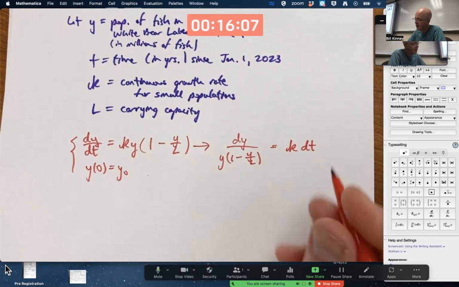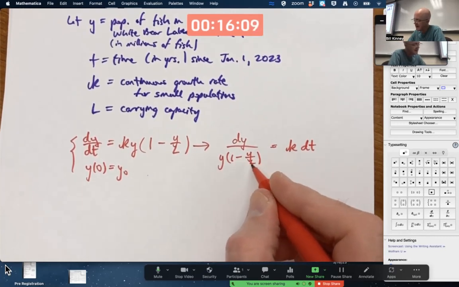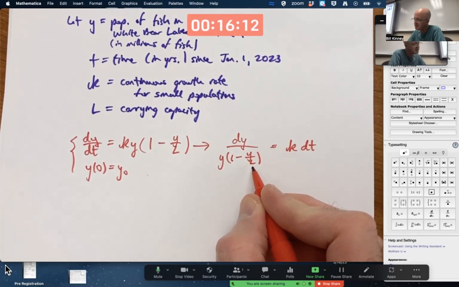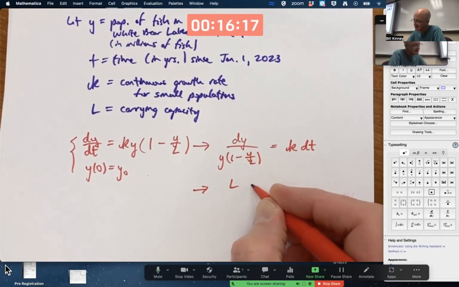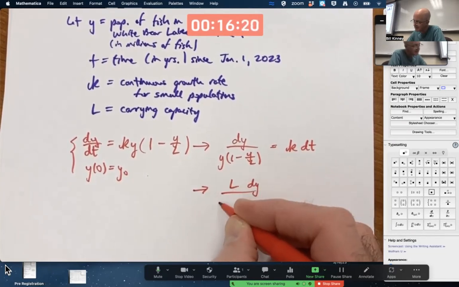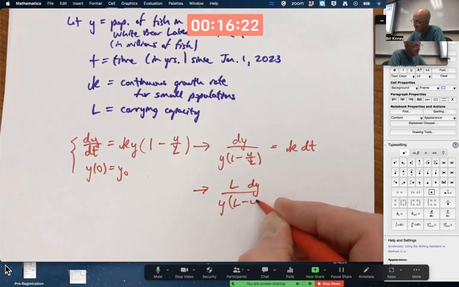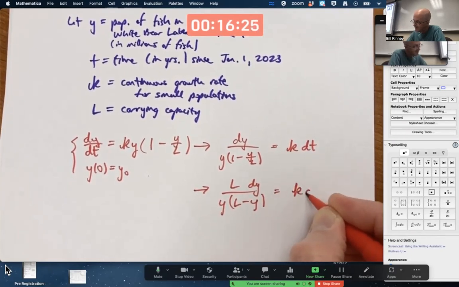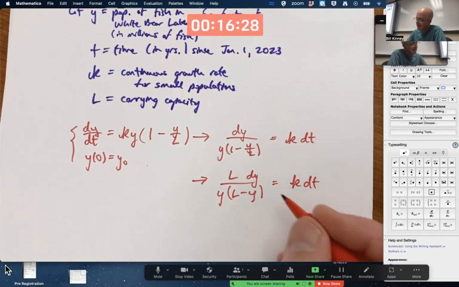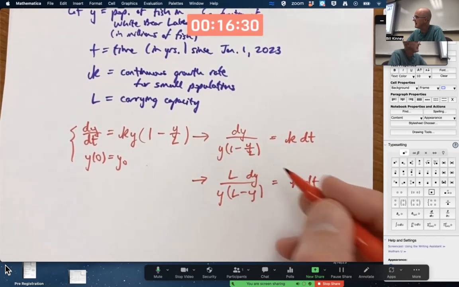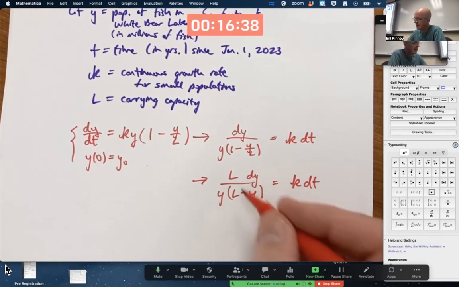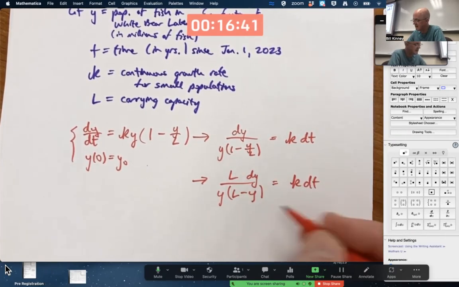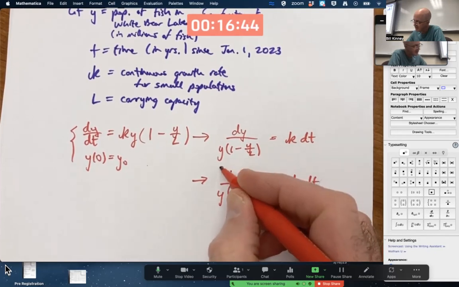But maybe before I integrate both sides, maybe I don't like the fractions within fractions here, so maybe I should multiply the top and the bottom of this fraction by L, dy over, and then distribute the L through the parentheses down here, like that. I changed the form of the function on the left side. It's still equivalent because I multiplied by 1 in the end, L over L, leaving an L on the top and distributing the L through the parentheses there, leaving this on the bottom. And now integrate both sides. That's a little nicer.